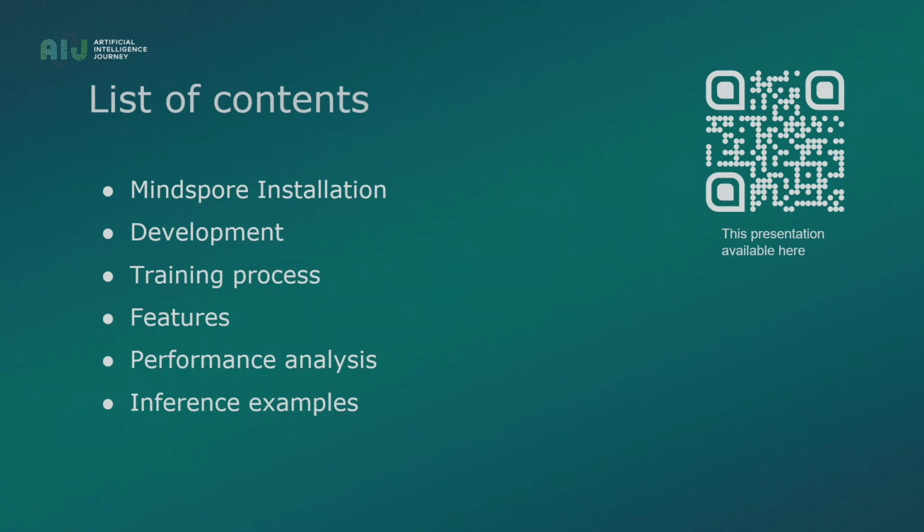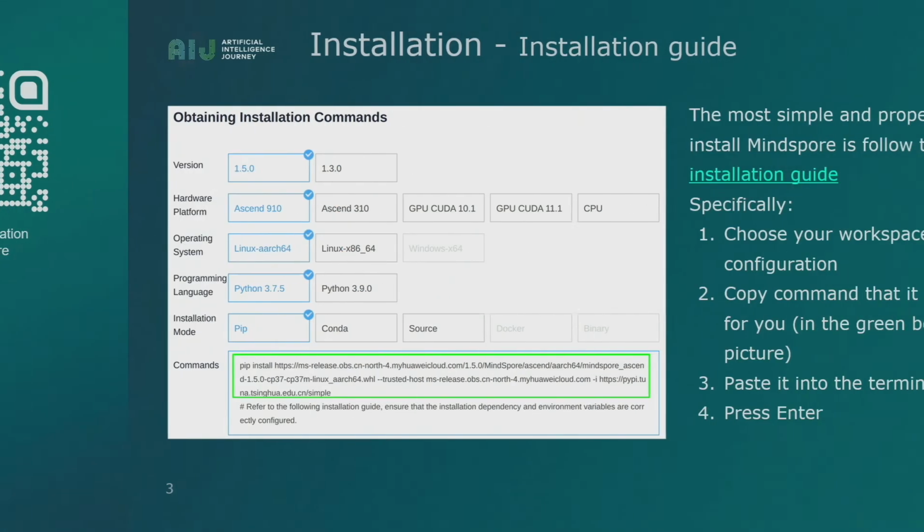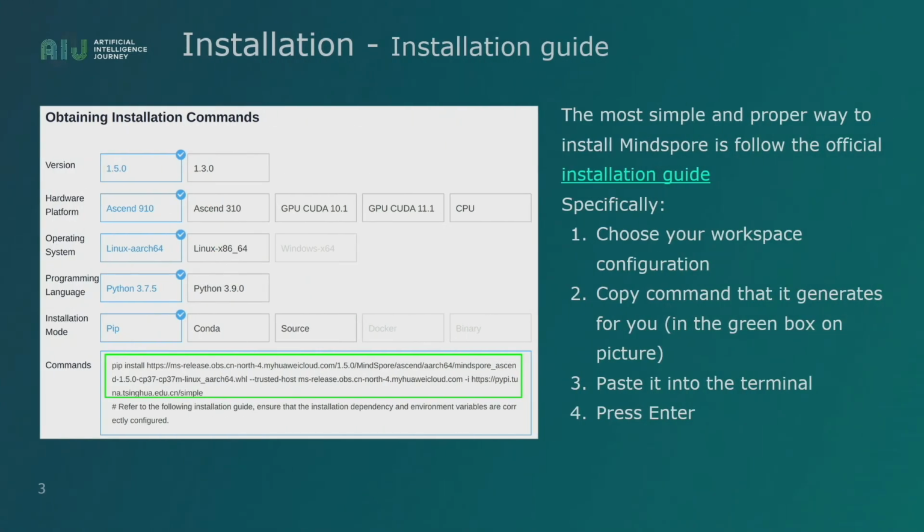So we'll discuss development of models, where to find them and what to do with them, and how to migrate to Mindspore from other frameworks. We'll look into the training process of models, how to launch the process, and how to visualize it. We will look into some features and properties of Mindspore, and we will compare performance of Mindspore with performance from other articles and open repositories.